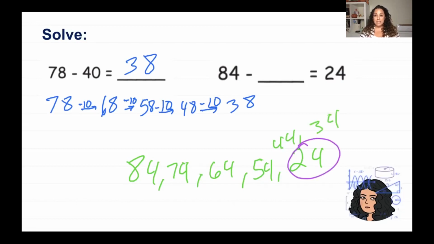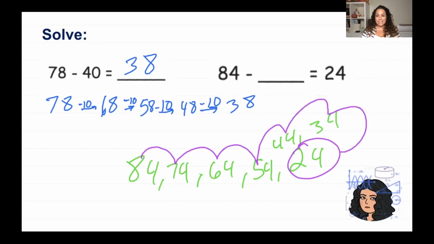So let's see how many times we jumped. 10, 20, 30, 40, 50, and 60.